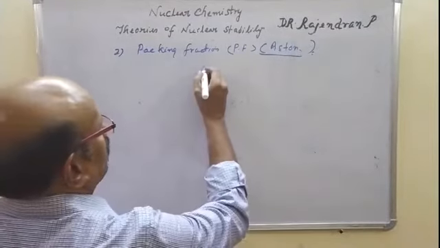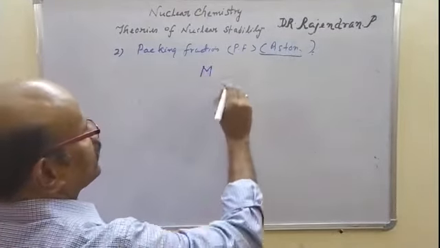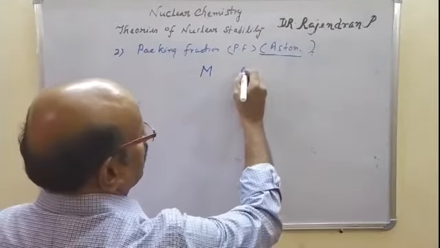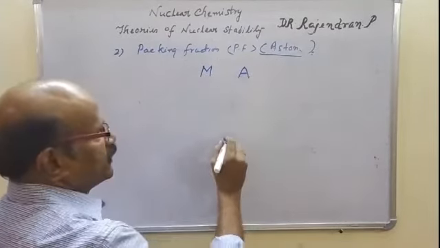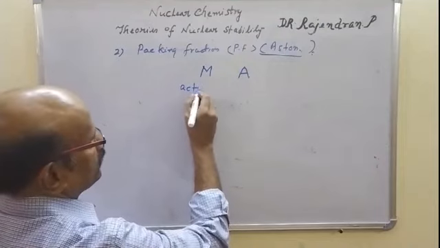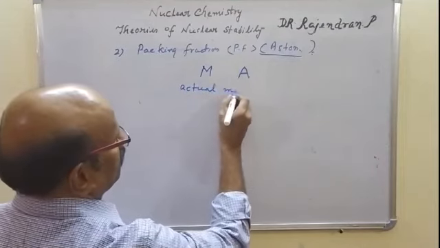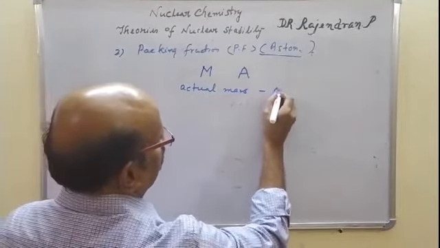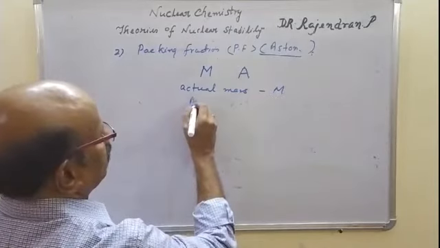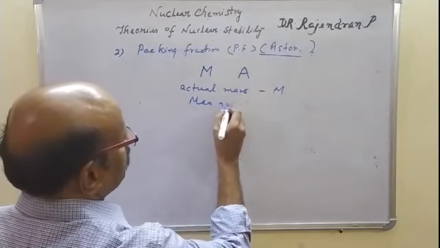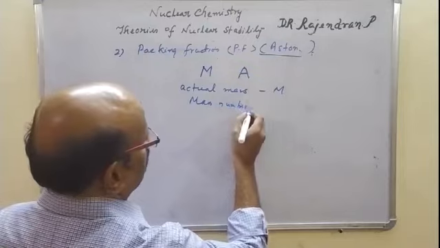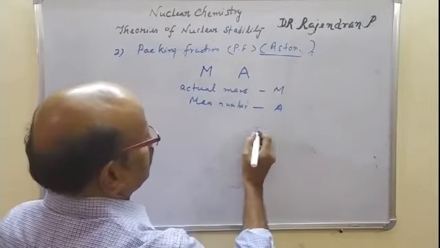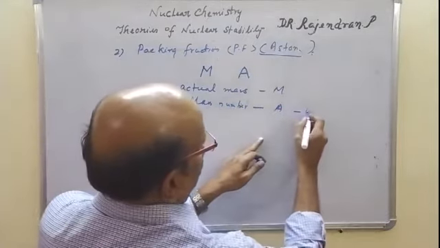One is the actual mass M of the nucleus, and we have another number A, the mass number. This is the actual mass M, and this is the mass number. The second is the mass number A. This is always a whole number.